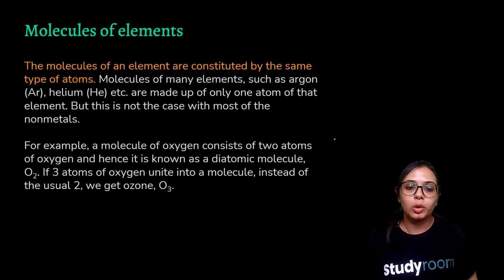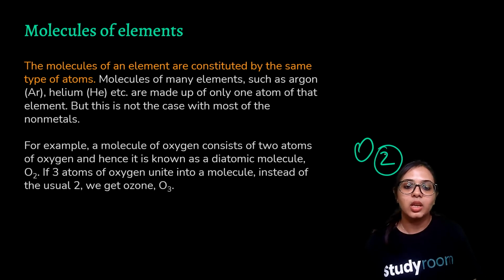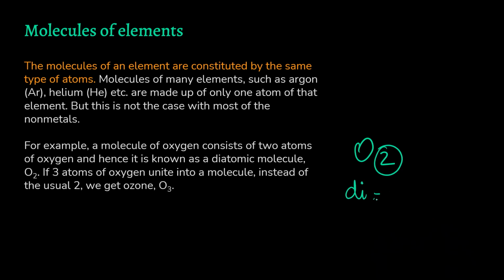For example, a molecule of oxygen consists of two atoms of oxygen, O2, and hence it is known as a diatomic molecule. Why a diatomic molecule? Di means two. We know from the symbol of oxygen that two atoms of oxygen are coming together to form one stable, independently existing oxygen molecule. Since two of them are coming together, we call oxygen a diatomic molecule.